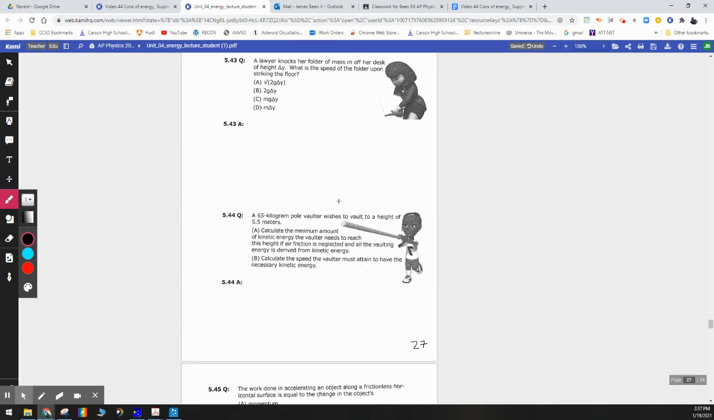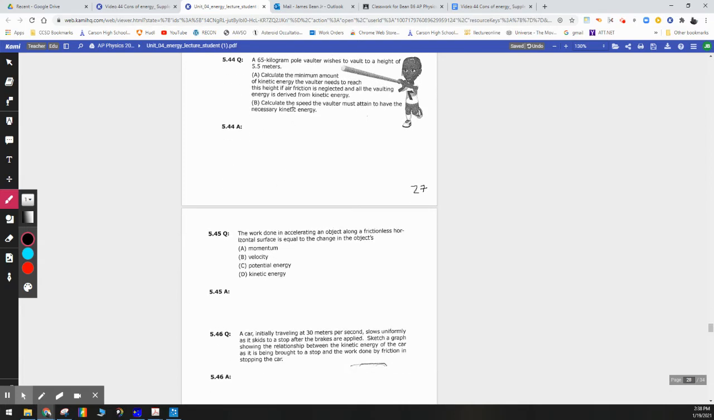5.43. A lawyer knocks her folder of mass M off her desk of height delta y. What is the speed of the folder upon striking the floor? Again, potential energy initial plus kinetic energy initial minus any work done by friction is equal to potential energy final plus the kinetic energy final. I'll let you work on this and try to solve for speed when it strikes the floor. We'll hit pause.